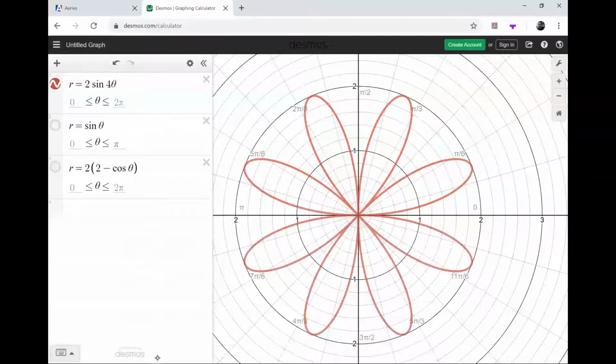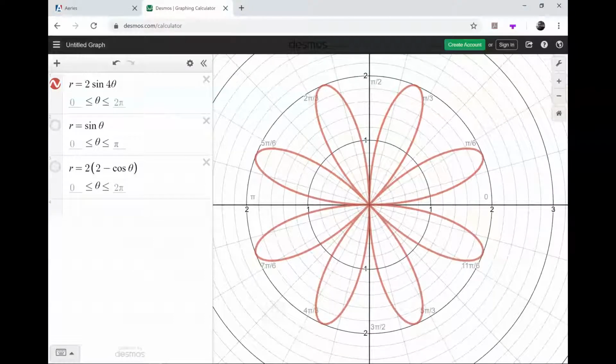yeah, we have 8. So what's important about that n value in front of the theta? Like, if it's an odd number, how many petals do we get? The same or double? The same. If it's an even number, it doubles, right?